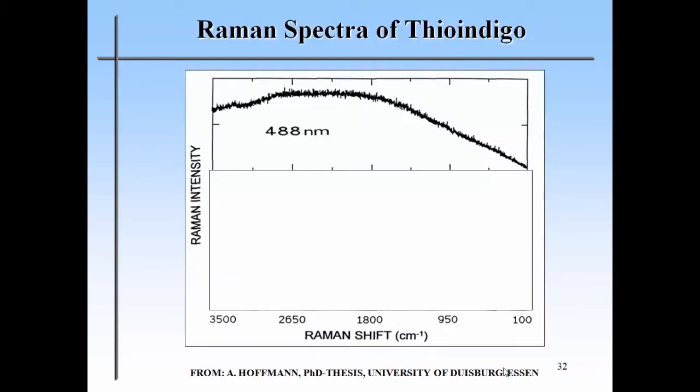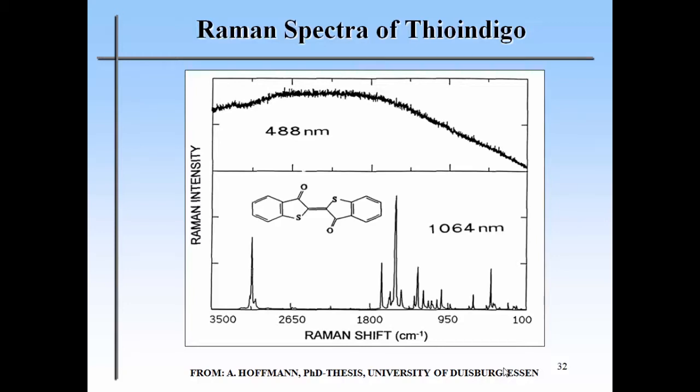This is a typical case. This is the Raman spectrum of indigo measured with an argon laser. And this is the Raman spectrum of indigo measured with a neodymium laser at 1064 nanometers. You have shifted to the near infrared. Visible excitation, of course, it's an extreme example.